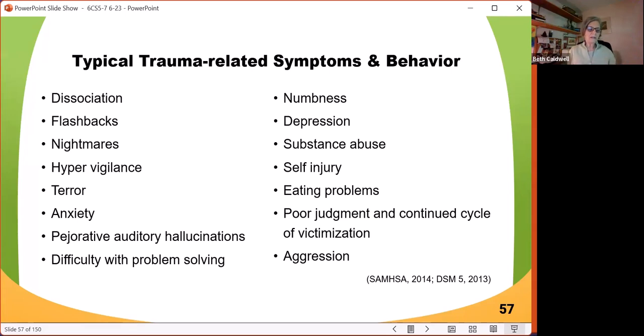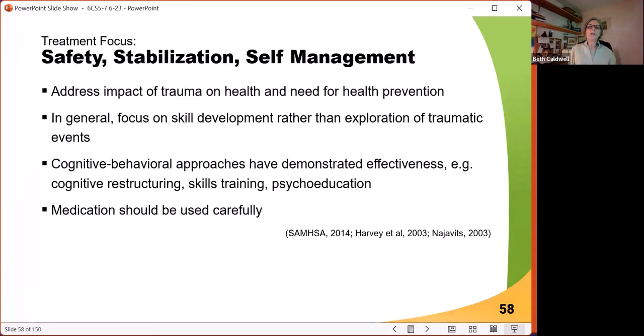So if you are a leader or clinical staff, you want to make sure that your treatment focus is on safety, stabilization, and self-management. These are three areas that you want to address, particularly skill development, cognitive behavioral approaches, and making sure that people understand how their trauma is going to impact their health and their need for addressing health prevention.